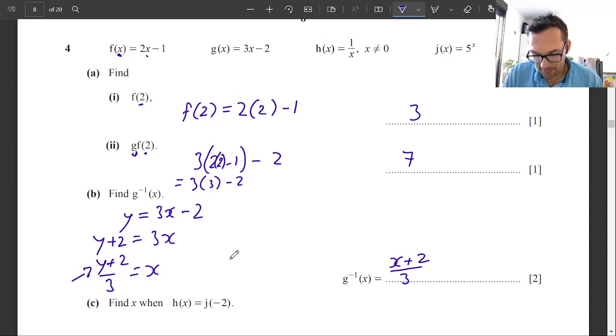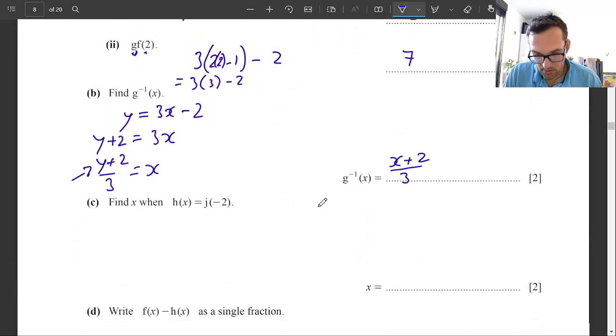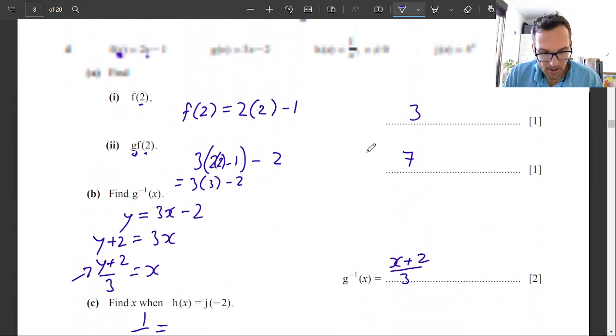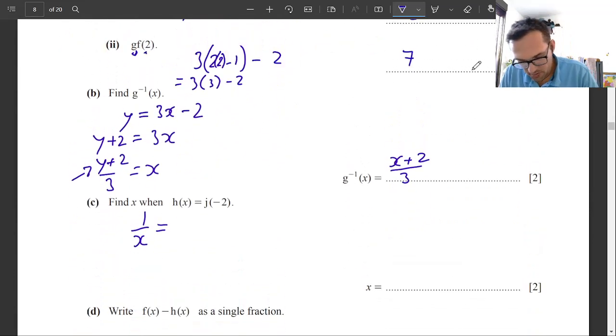Question C. Find x when h(x), so let's write it down. Function of h is 1 over x. Of course, x cannot be 0 because you can't divide anything by 0. Then the function of j, which is 5 to the power of x, but there I've changed the x for a minus 2, so we do the same, change that x for a minus 2. So let's find x. Right, I think first of all I'm going to get rid of that index, the 5 to the power of minus 2.